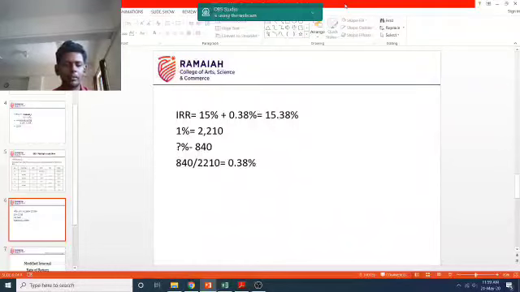So in our next session we'll see modified internal rate of return. Modified internal rate of return came into the picture because of the various drawbacks of your internal rate of return.